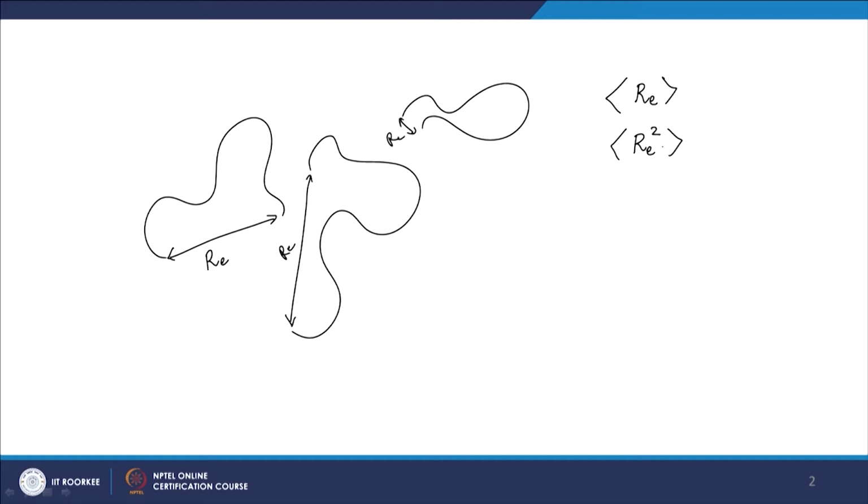Now, there are two ways to find this average that I want to clarify in the very beginning. When I write an average like this, it is known as the ensemble average, an ensemble meaning that it corresponds to many conformations. So, we look at all possible conformations in principle, compute RE for those conformations, and then take an average of this. Okay. So, when I look at this average property, I can find it in two ways.